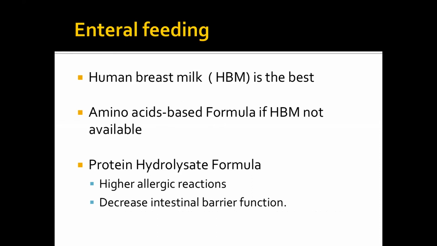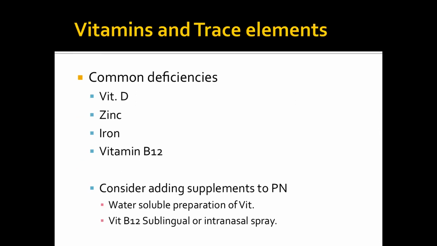We don't recommend partially hydrolyzed formula like Peptamen Junior or other formulas because they have higher allergic reactions and decreased intestinal barrier function. Vitamins and trace elements. The vitamins that are commonly deficient in those patients are fat-soluble vitamins such as vitamin D and others, zinc, iron, and vitamin B12. So consider adding those to the PN. We have water-soluble preparations of vitamins, so they can be given orally. For vitamin B12, there is a sublingual or intranasal spray available as well.